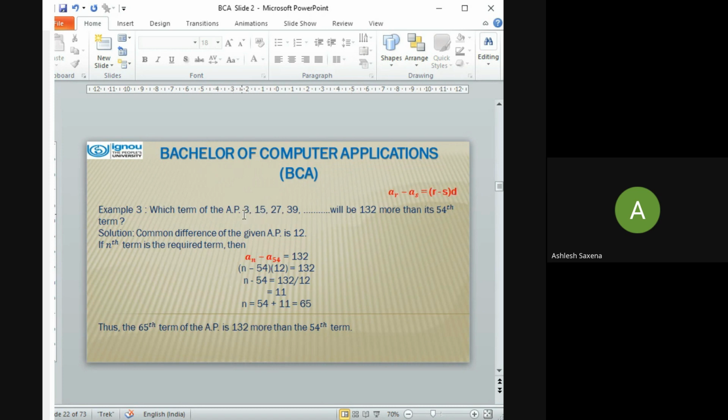Here 15 minus 3 is 12, which is equal to 132. Solve it and find out the value of n. Now remember one thing, n will always be a number. It will never be a fraction or a negative number. If in any case you are getting it, that means you are making some calculation mistake, and n will always be a positive number.